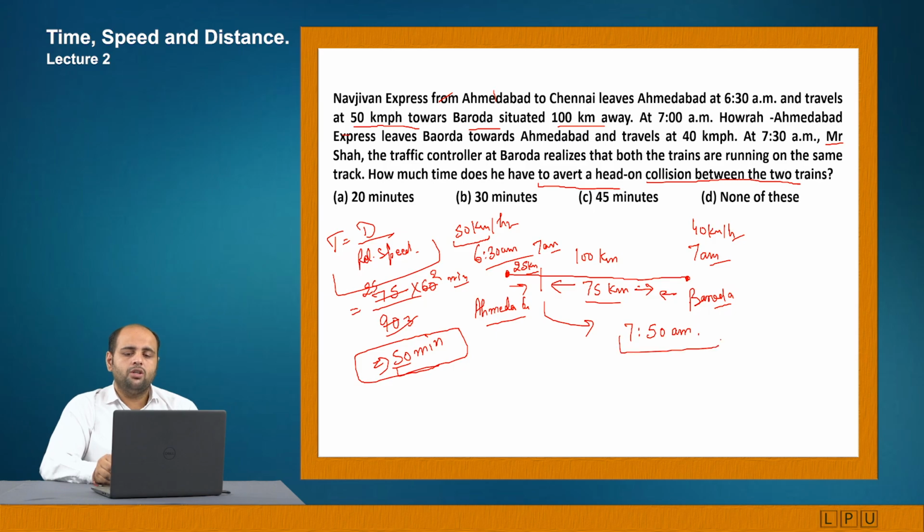Now the question is, the traffic controller realizes at 7:30 a.m. So Mr. Shah realizes at 7:30 a.m. How much time does he have to avert the collision? Just subtract it. So it will be 20 minutes. This is the time that he has to avert the head-on collision. So the answer will be 20 minutes. I think it will be clear to all of you how to solve these questions.